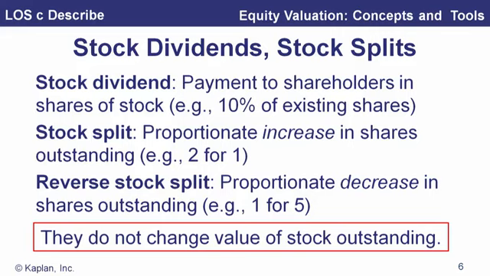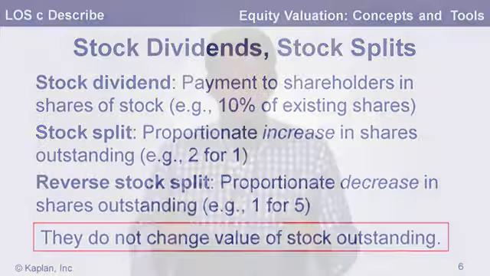Now, none of these affect the value of the whole firm, and since you're getting a proportional increase or decrease in the number of shares, each investor's proportional holding of the whole firm is unchanged. So this doesn't change the value. So even with a 2-for-1 stock split, we'd expect the price to fall in half. So your 100 shares might turn into 200 shares, but because the price falls in half, there are twice as many shares outstanding. There's no change in investor wealth from these stock dividends or stock splits.